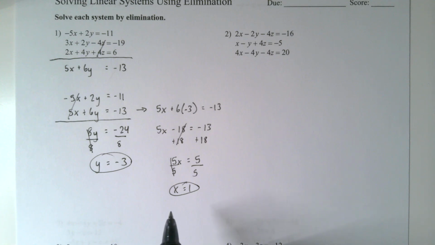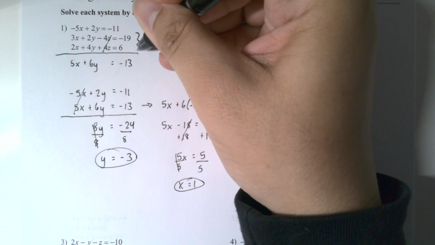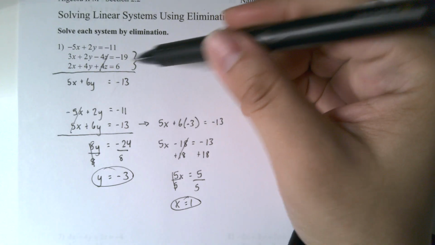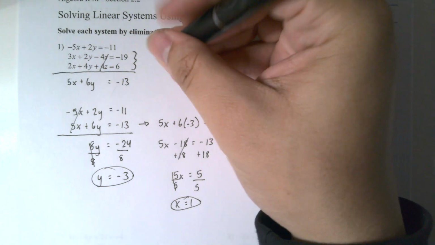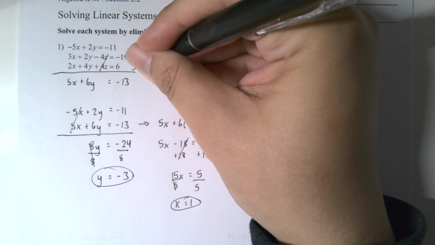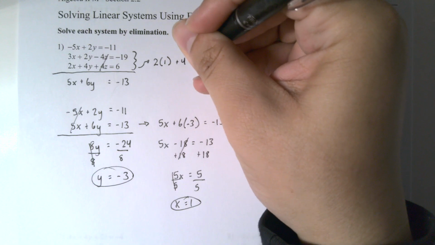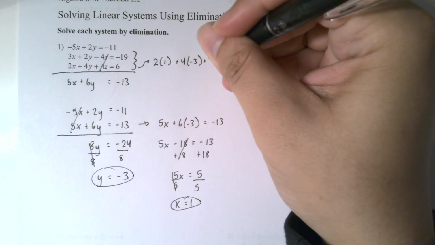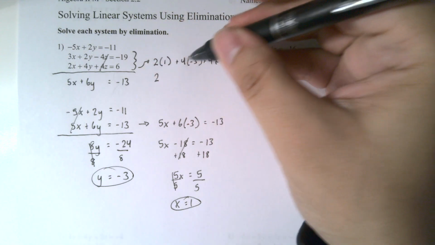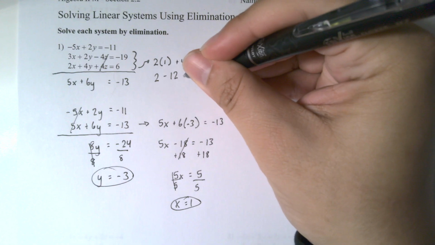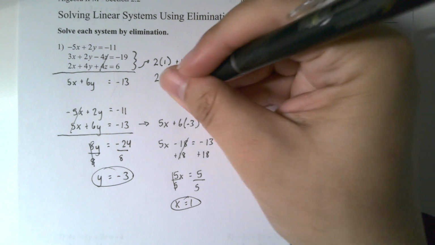Now that we know that x is equal to 1 and y is equal to negative 3, we can plug into one of these two equations up there to find z. Again, it doesn't matter which equation we plug into. I'll choose the bottom one, and that means that we have 2 times x, which is 1, plus 4 times negative 3, plus 4z is equal to 6. 2 times 1 is just 2. 4 times negative 3 is negative 12. We have plus 4z, and that's equal to 6. 2 minus 12 is negative 10.